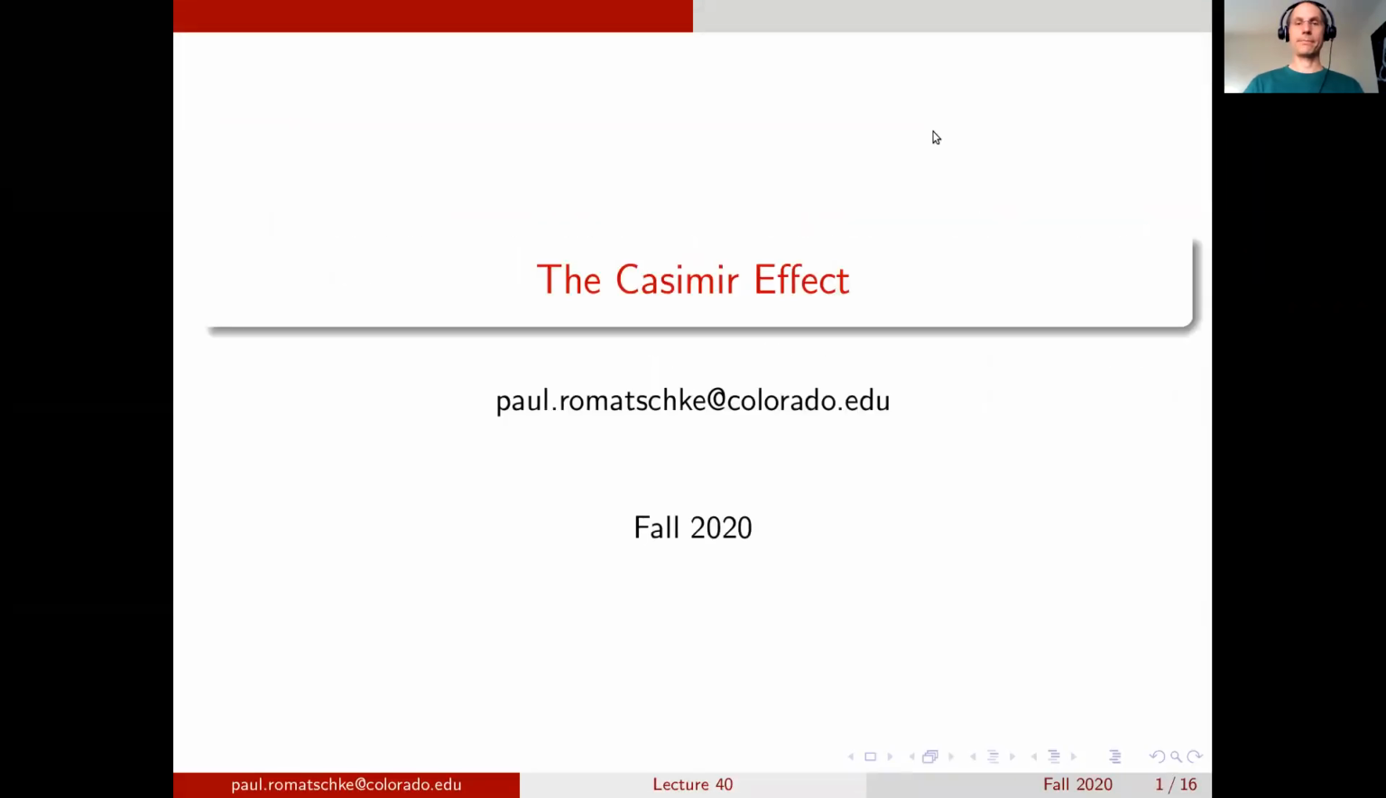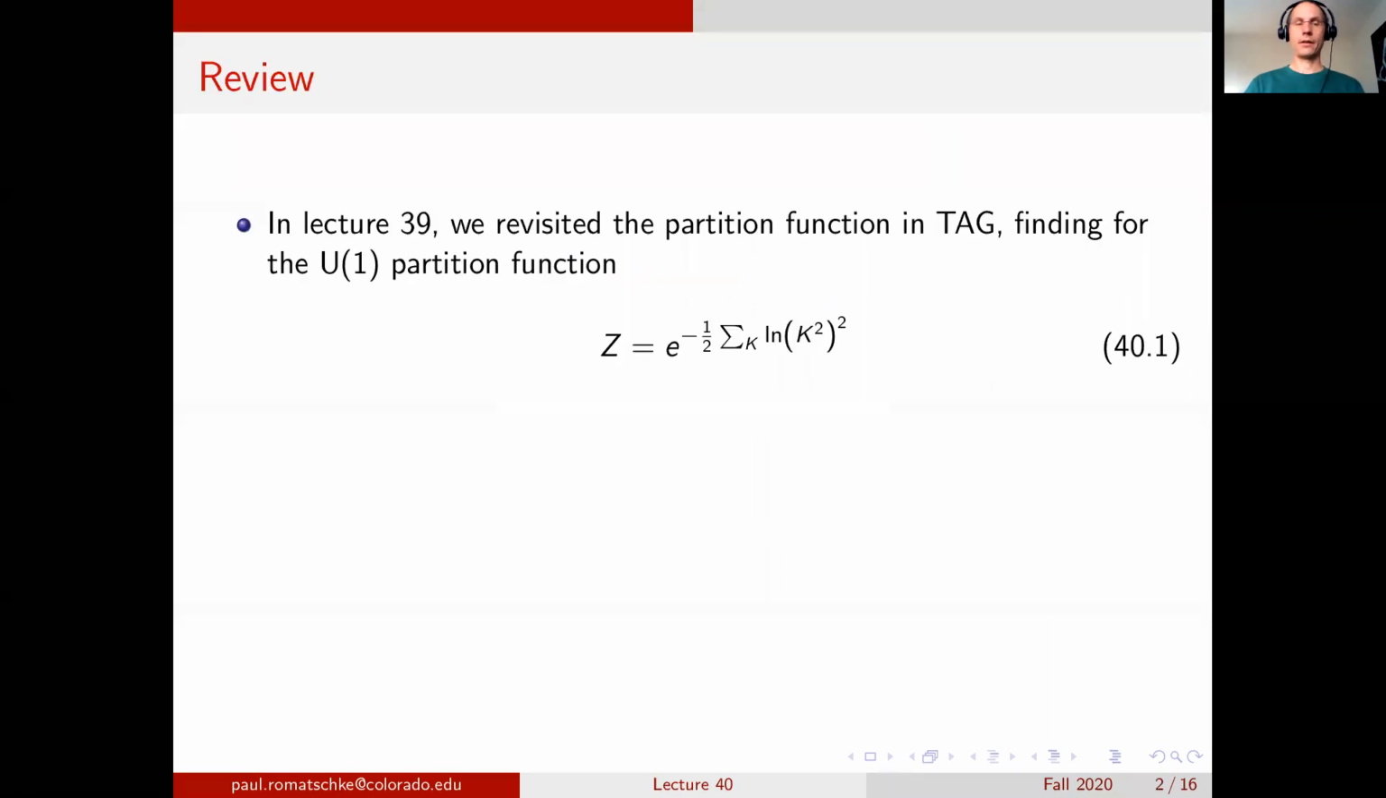Welcome to lecture 40. In this lecture, I will be talking about the so-called Casimir effect. Recall that in lecture 39, we revisited the partition function in temporal axial gauge, and we found for the U(1) partition function, Z is equal to e to the minus 1/2 sum over the Euclidean four momenta k times the logarithm of k squared, squared.